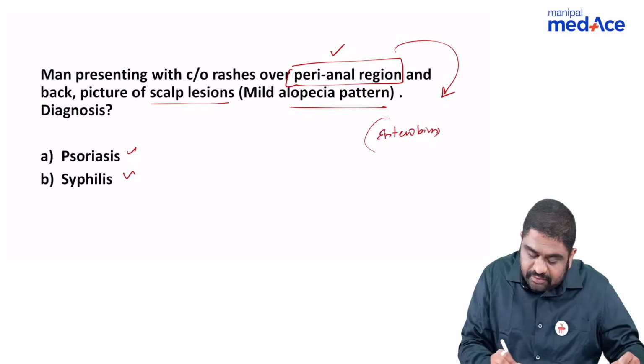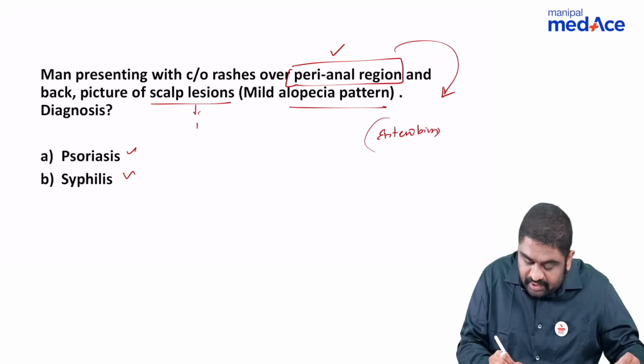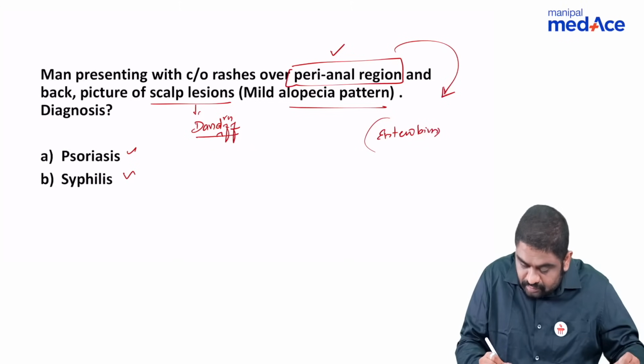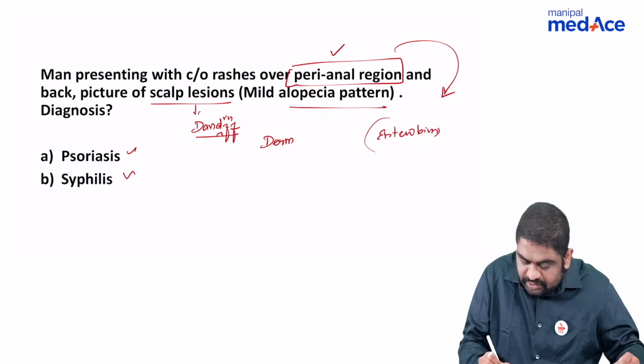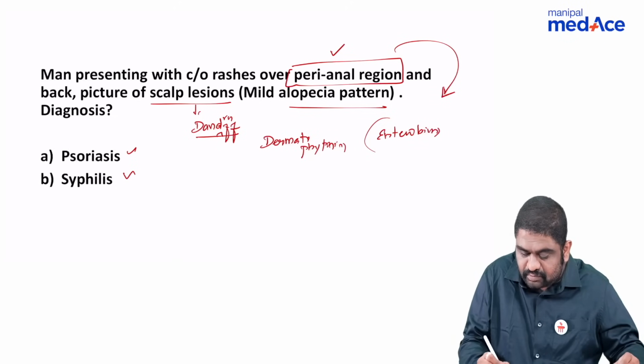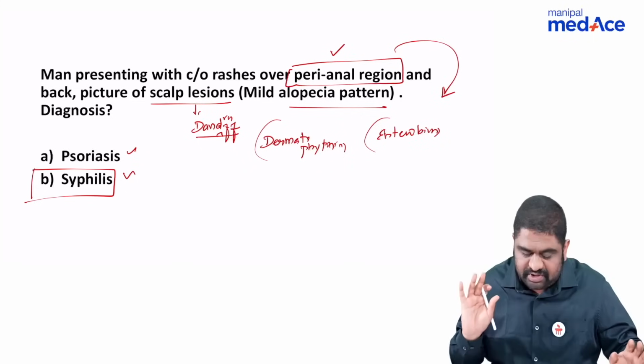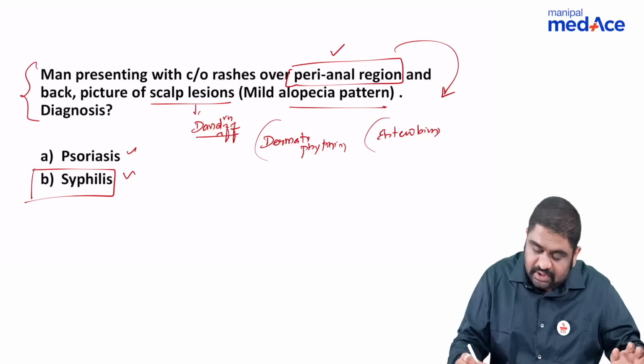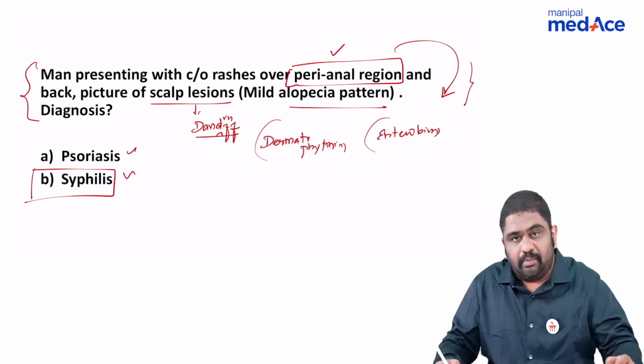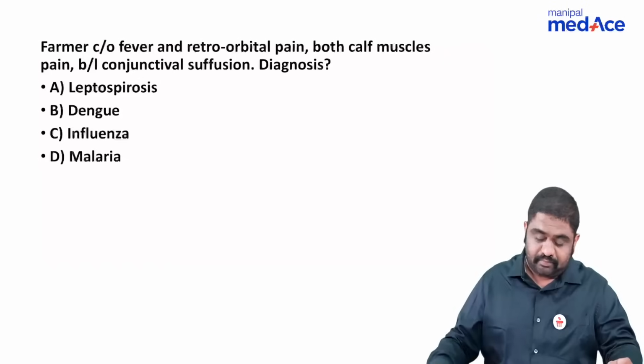If in case of scalp lesion, you have a dandruff-like equivalent, think of dermatophytosis, which is mycology. If it is syphilis, it is capable of causing a mild alopecia pattern. This picture is incomplete for me. For those people who can complete this question, please let me know.